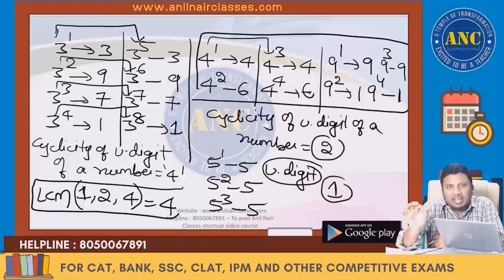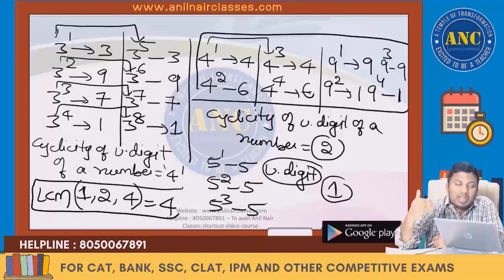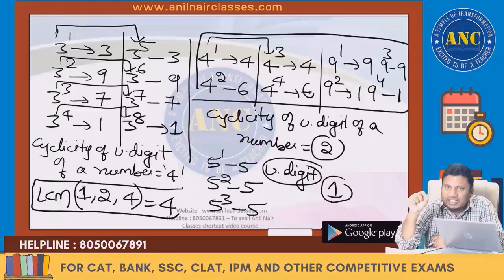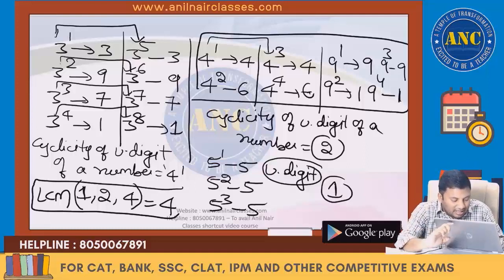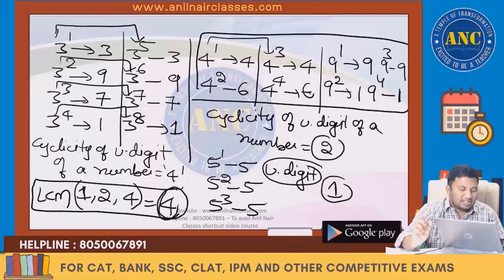Generic cyclicity of the unit digit of any number is 4. You might get 2, you might get 1, you might get 4. All the possible cyclicities, if you write it on a paper and take the LCM, that will be 4. LCM of all the possible cyclicity of a number is 4. So that's exactly the reason why I took it as 4.